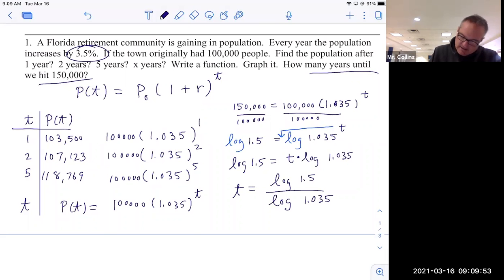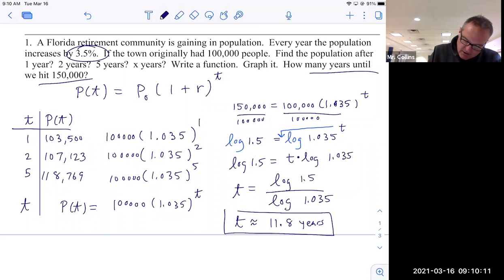And again, your calculator eats this up. Just type it right in the calculator. And this is going to shake out to be about 11.8 years. About 11.8 years. So hopefully that video worked out for you.